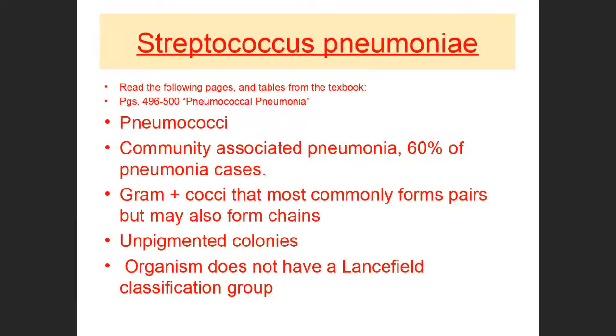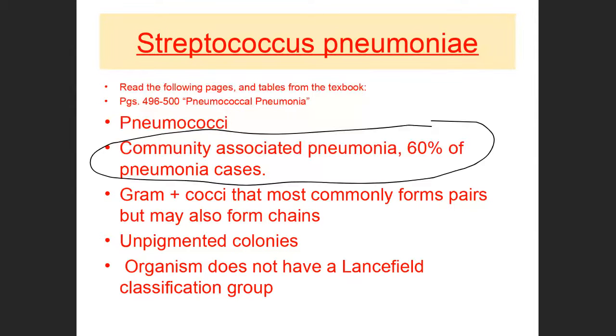Another streptococcus we're going to talk about briefly is the Streptococcus pneumoniae, which does not have a Lancefield group. This is a normal flora of the throat. It is the most common organism that causes pneumonia. It's called community-associated pneumonia. It's called pneumococcal pneumonia. It's called typical pneumonia. So it has many different names: community-associated pneumonia, typical pneumonia, or pneumococcal pneumonia.